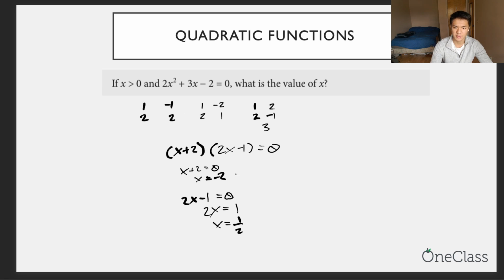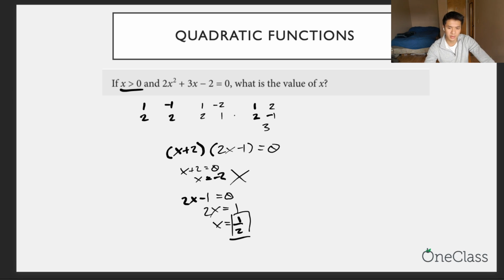And so this seems to be a gridding question. We have two answers. How is that possible? We want to go back to the root and remember we are given the assumption that x is greater than 0. If x is greater than 0, that means it cannot be negative 2. Therefore, it has to be 1/2. Therefore, x equals 1/2 is going to be the correct answer for this question.